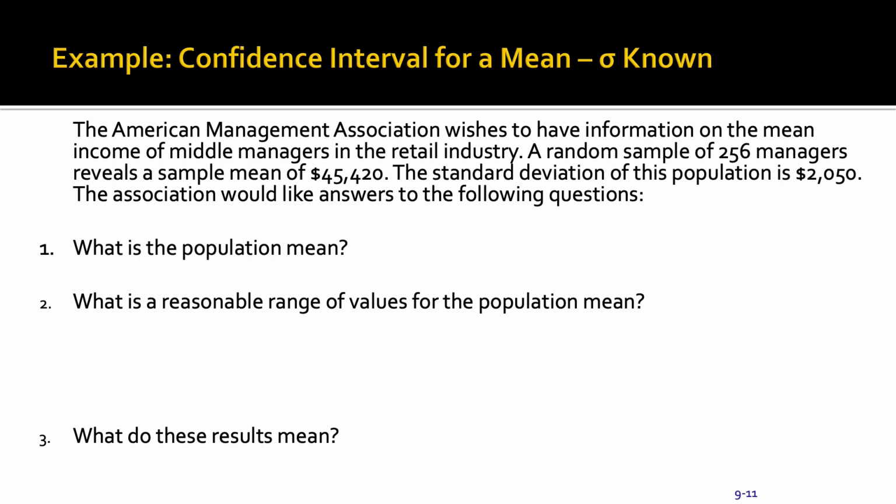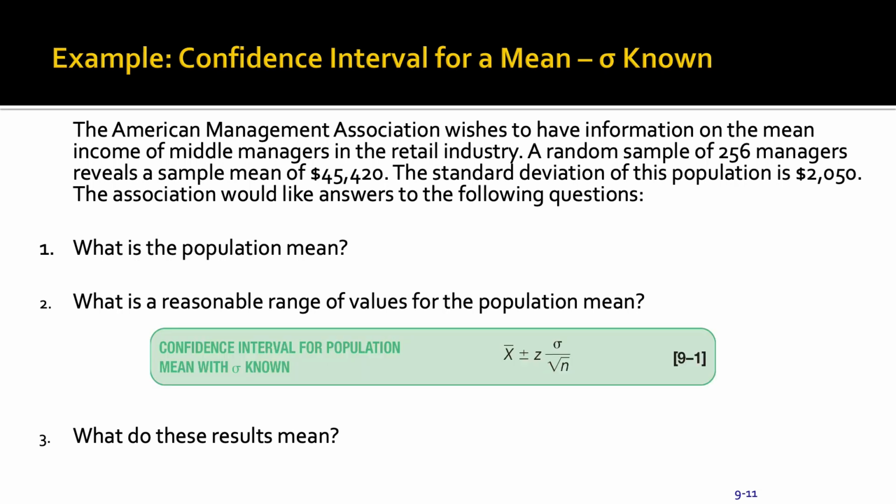Question 1, what is the population mean? Effectively at this point, we don't know what the population mean is. That is the correct answer. However, we can use the sample mean of 45,420 as our estimator. The next question is, what is a reasonable range of values for the population mean? The way we answer this question is by using our confidence interval.